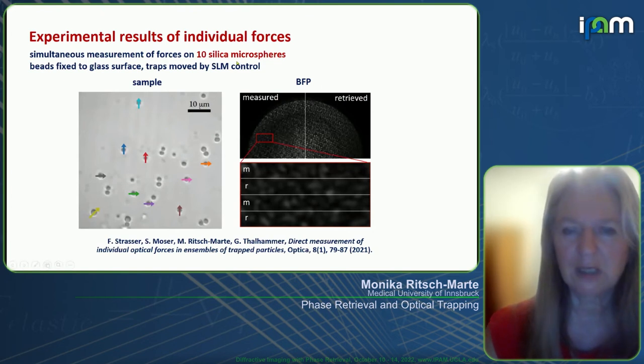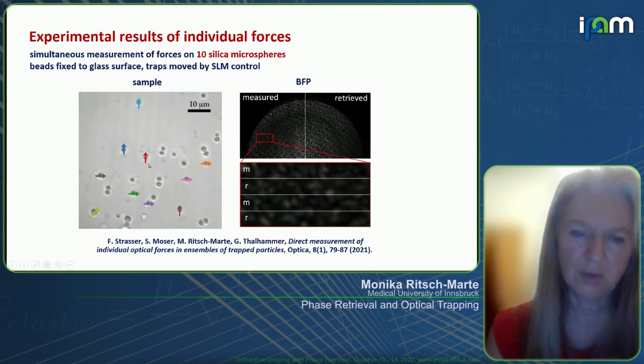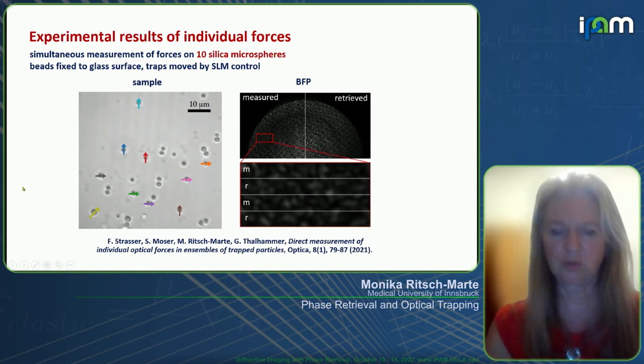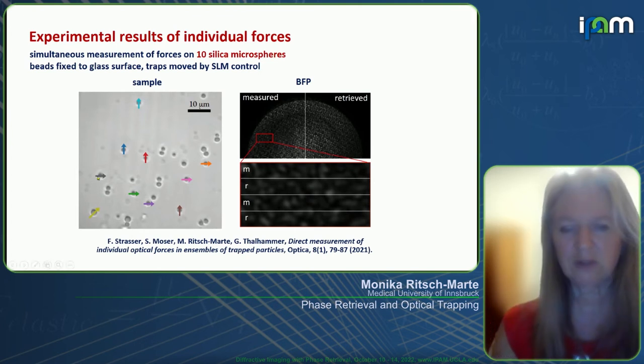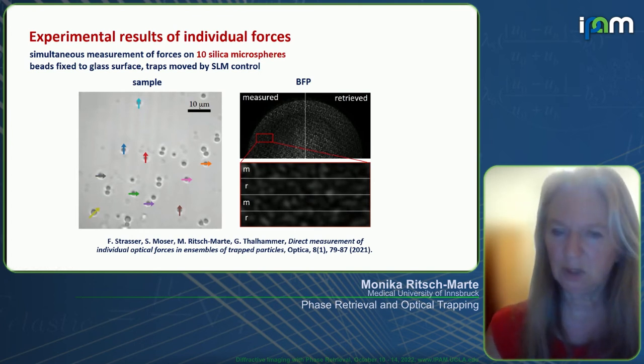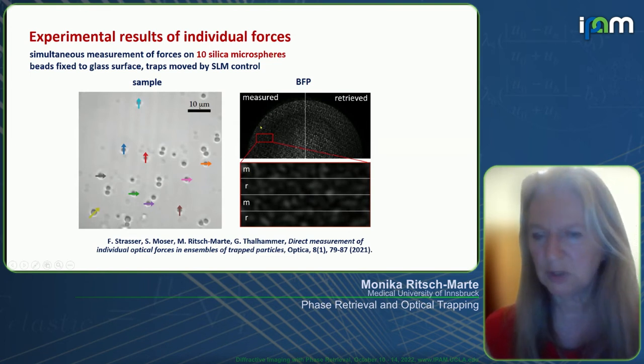Now, with 10 silica microspheres, we have several beads sitting here on the glass surface, and the colored arrows give us the directions and the forces we're using simultaneously, trying to move these things, trying to push them away from the glass with various strengths into various directions. And now in the back focal plane for this case, on this side we have the measured intensity pattern. This is the result from our phase retrieval.